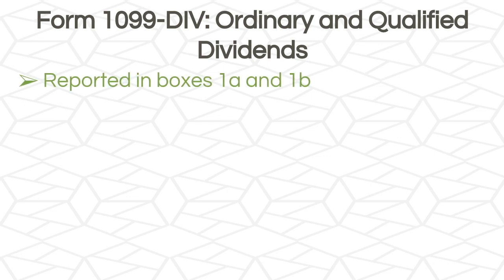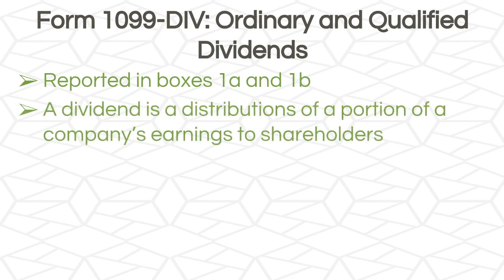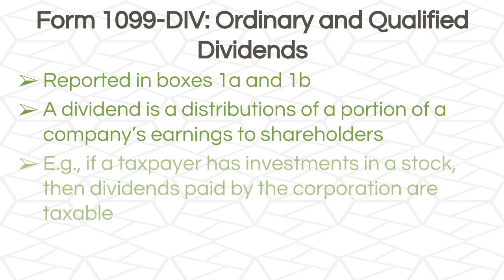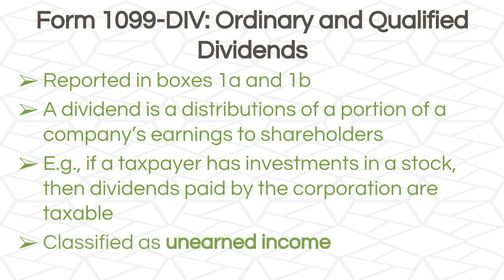So in boxes 1A and 1B, we'll have our ordinary and qualified dividends. As a reminder, a dividend is just a distribution of a portion of a company's earnings to its shareholders. For example, if a taxpayer invests in Walmart, then they will purchase shares of Walmart stock, and will have the opportunity to receive cash dividends that are paid by the corporation and are taxable. This is classified as unearned income.